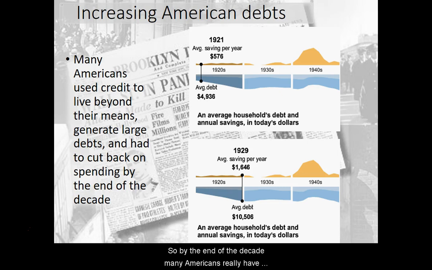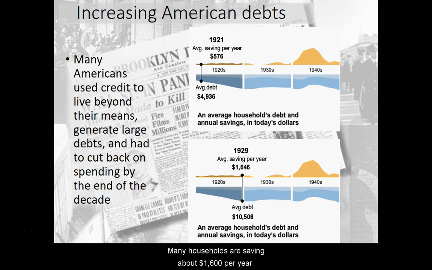So by the end of the decade, many Americans really have to cut back on their spending. In 1921, for example, the average savings per year is $576. In America, that's how much the average person or average household is saving. The average debt is $4,936. So that's not a huge savings to debt difference. By 1929, wages have gone up, the economy is growing.